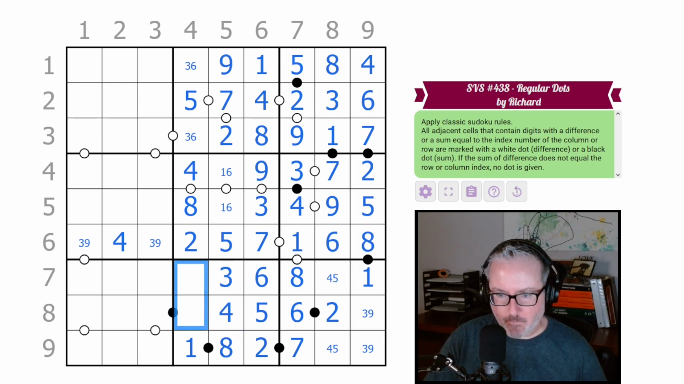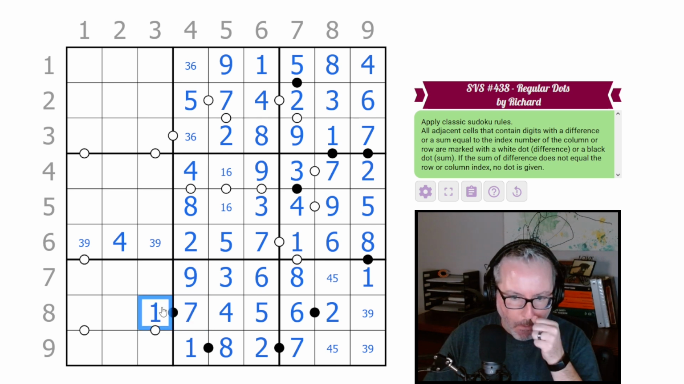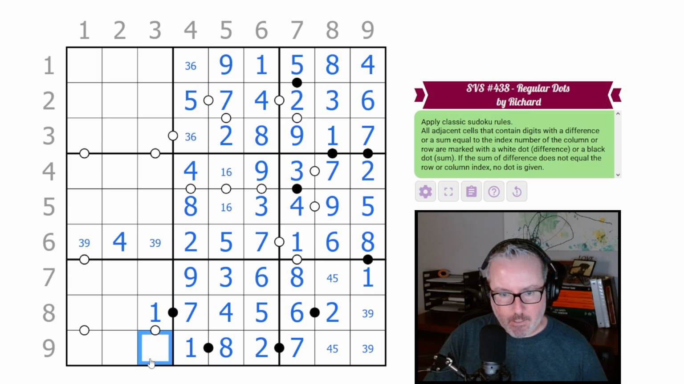What are these 2 digits? 7 and 9. This can't be 9, because these 2 digits have to add to 8. 7, 9, this is 1. These have to be differing by 3, so this is a 4. Finally, we get the 5 and a 4 done at least.